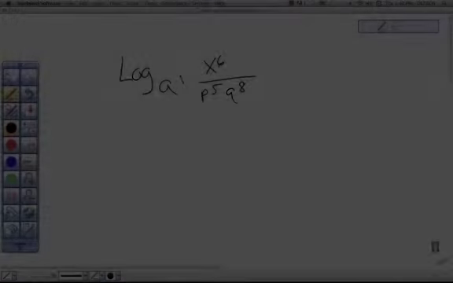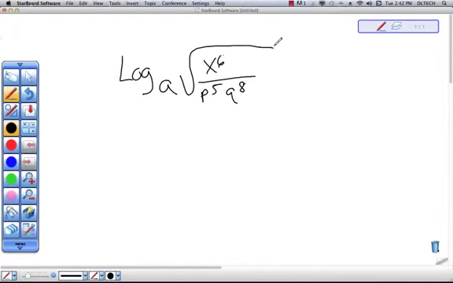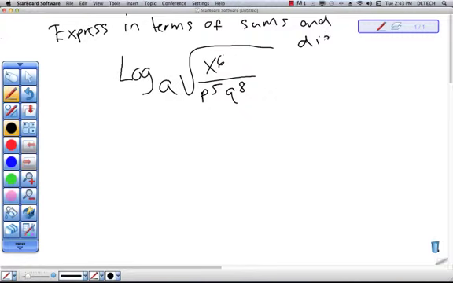Today we're going to be talking about expanding a single logarithm in terms of sums and differences. We'll start off with this as a single log. Usually you'll be asked to express this in terms of sums and differences, which pretty much means you're expanding it.